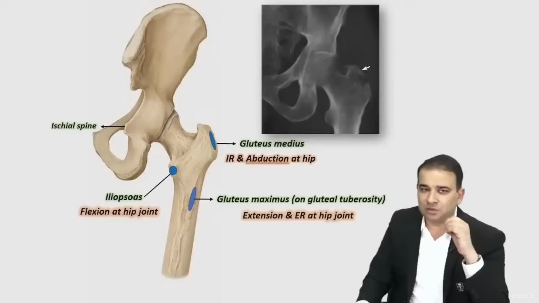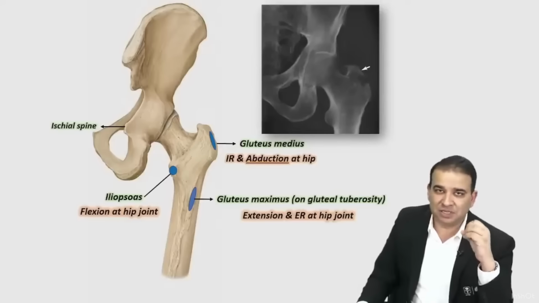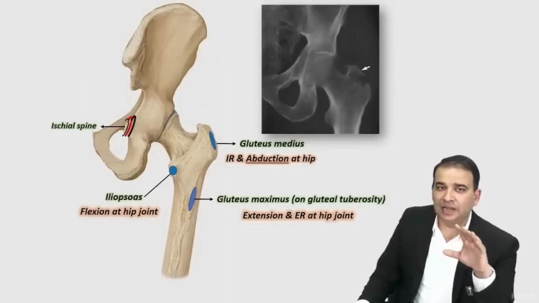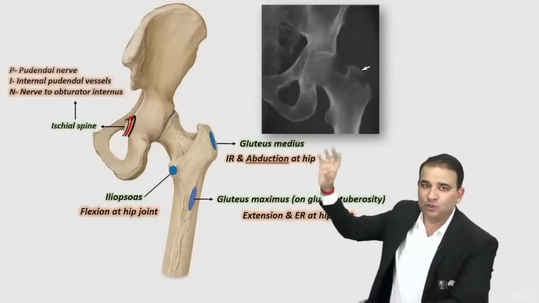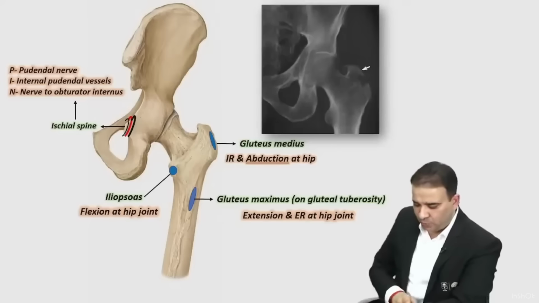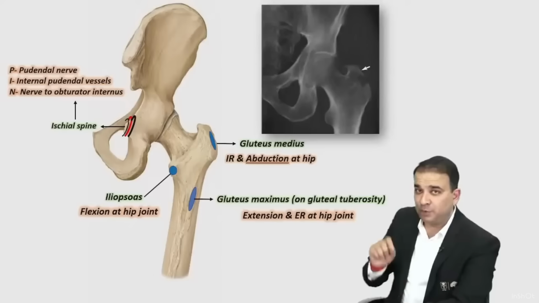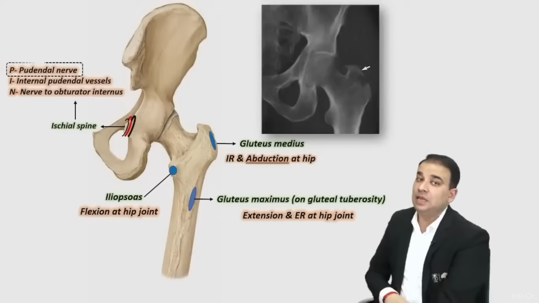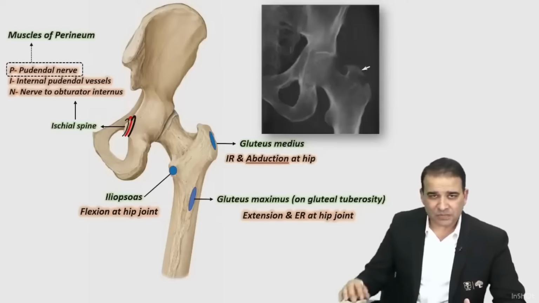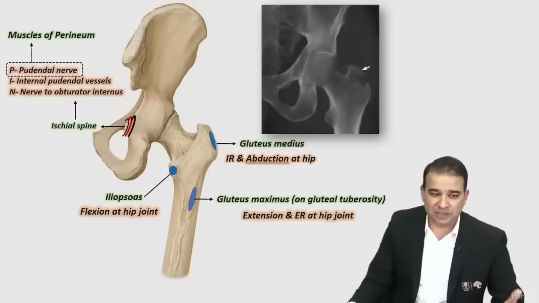And those structures are famously called the PIN structures. PIN: pudendal nerve, internal pudendal vessel, and nerve to obturator internus. Look at those guys. Those are the PIN structures: pudendal nerve, internal pudendal vessel, and nerve to obturator internus. And out of this, the pudendal nerve is something you need to keep an eye on, because pudendal nerve supplies the muscles of the perineum. That's an important nerve which supplies the muscles of the perineum here. So if the question, this is how the question was.